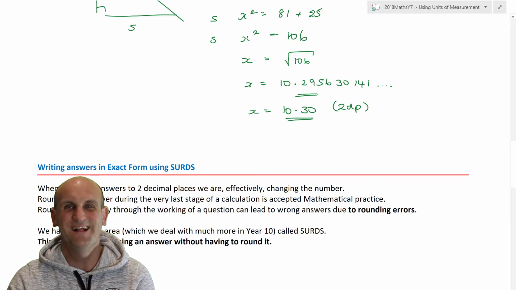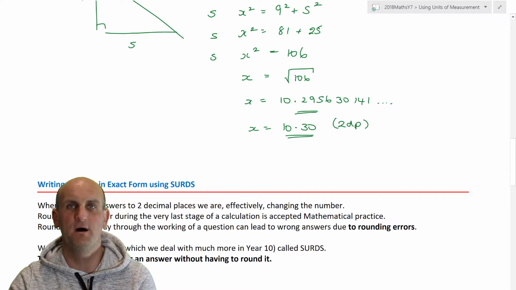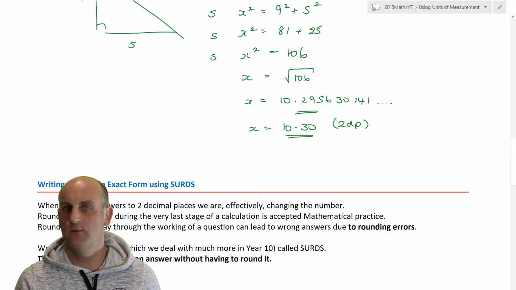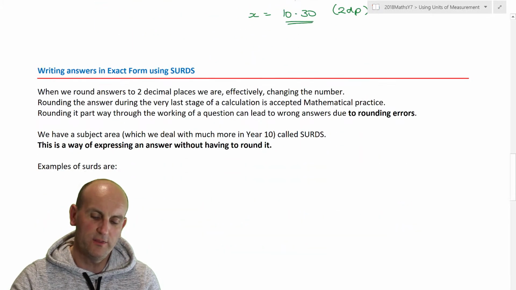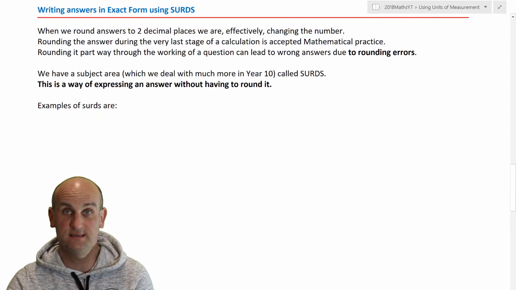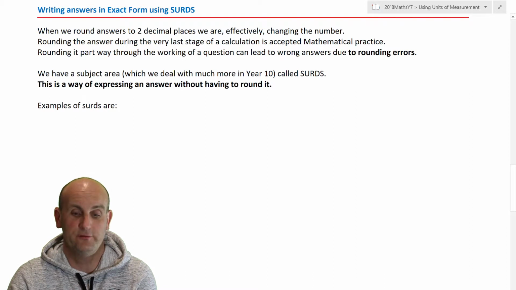But the problem is that's not my actual answer. And what if, for example, this was only one part of a question? What if I then had to go on and use that answer in another part, and another part, and another part? Well, the problem with rounding to decimal places is that we start losing parts of our answer. In fact, it's not the answer we got.